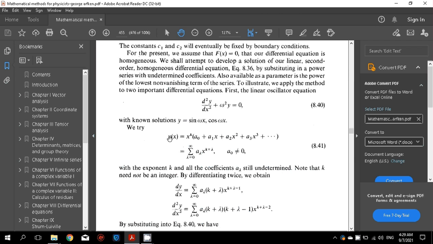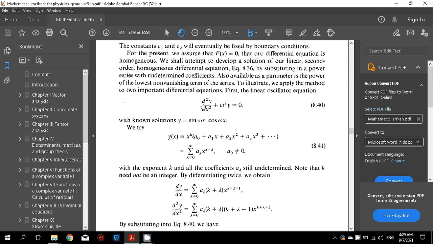If we write y as equal to this, then the first derivative of y is equal to this, and the second derivative of y is equal to this. We will simply substitute the values of y dash, the first derivative, and y double dash, the second derivative, into our differential equation.